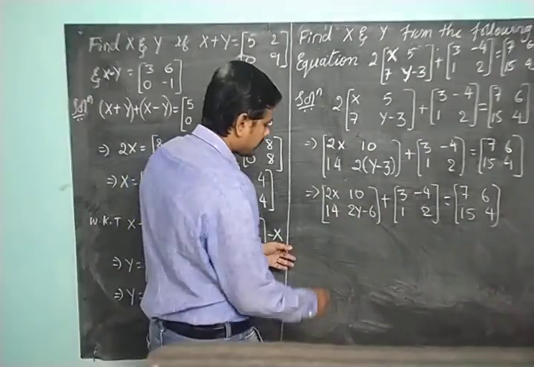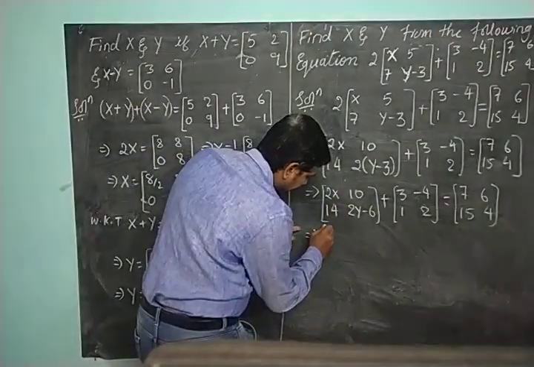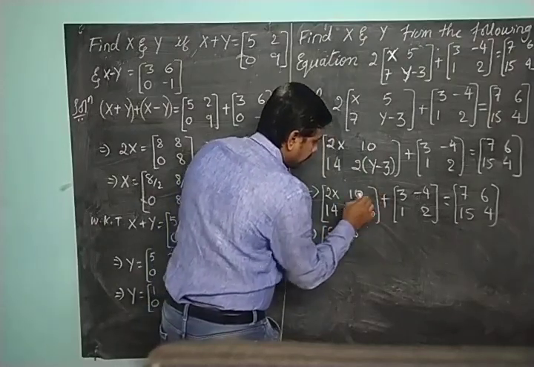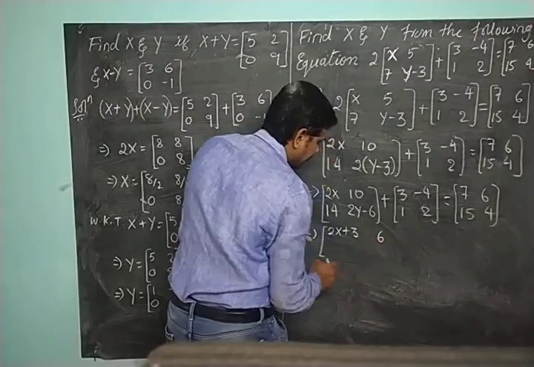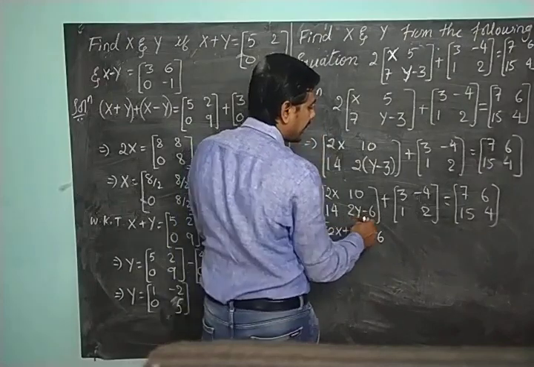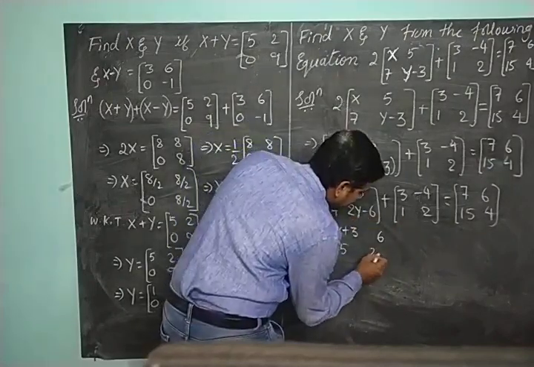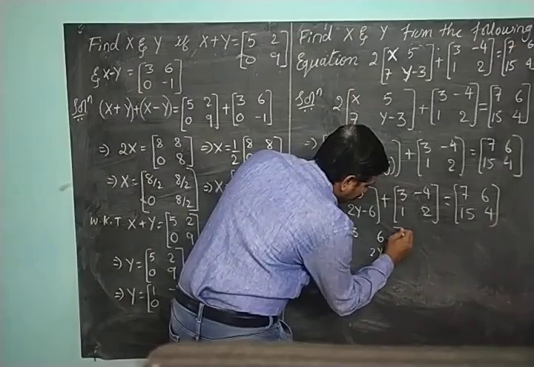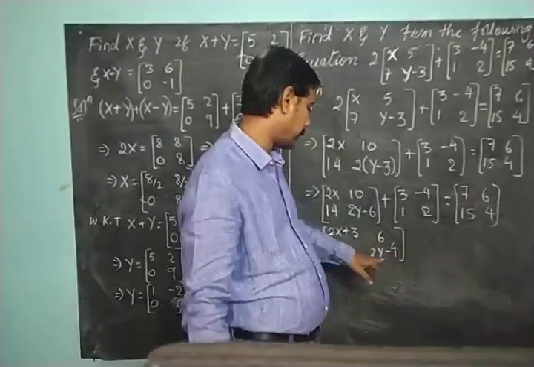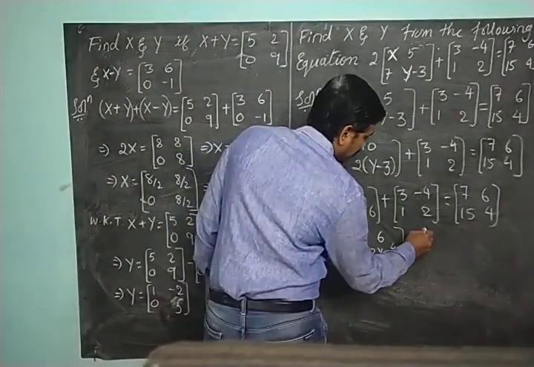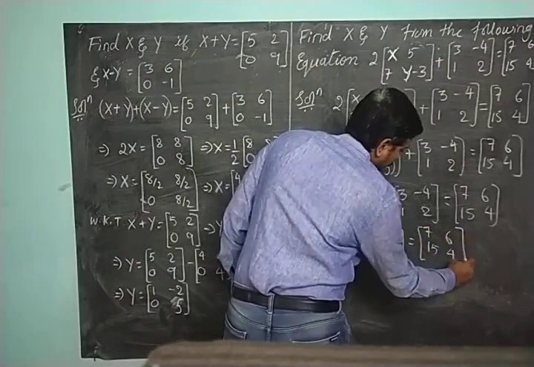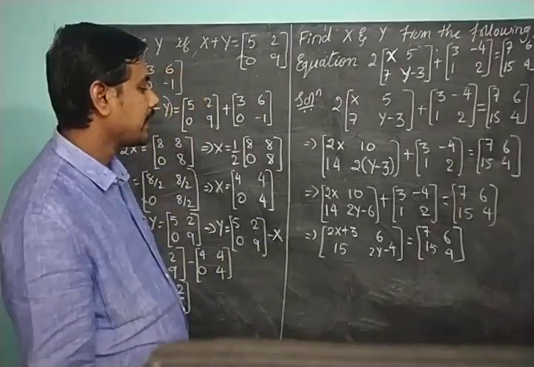Now add these two matrices. So what will you get? 2x plus 3. Then 10 minus 4 is 6. 14 plus 1 is 15. Then 2y minus 6 plus 2: minus 6 plus 2 will be minus 4, so you get 2y minus 4, and this is equal to 7, 6, 15 and 4.